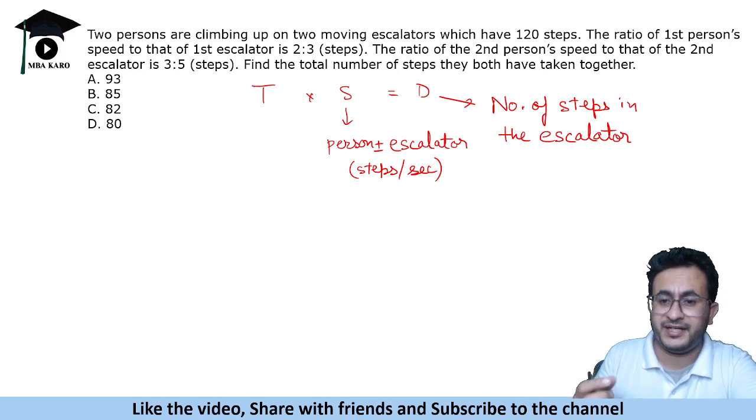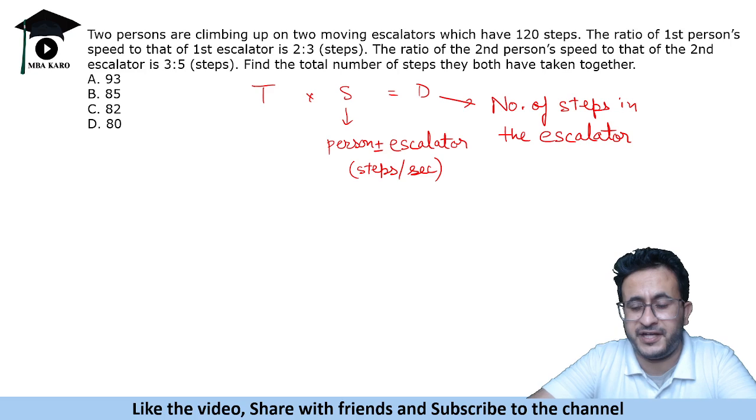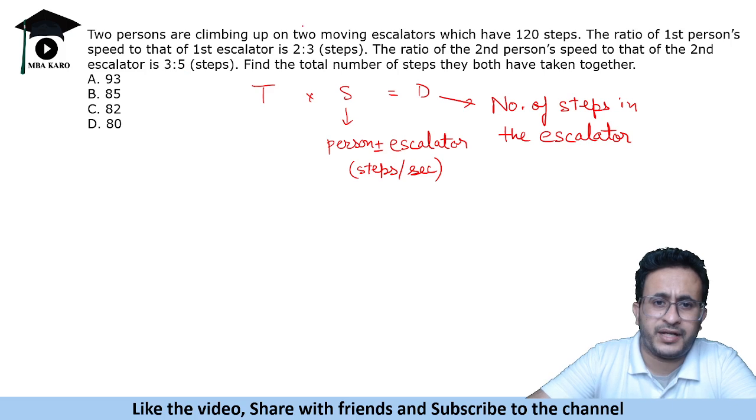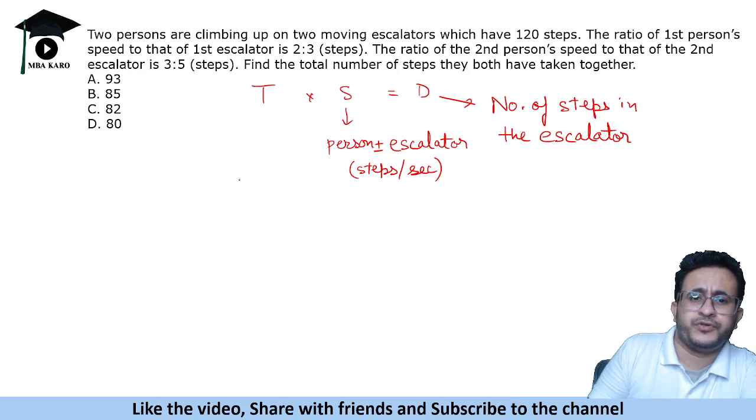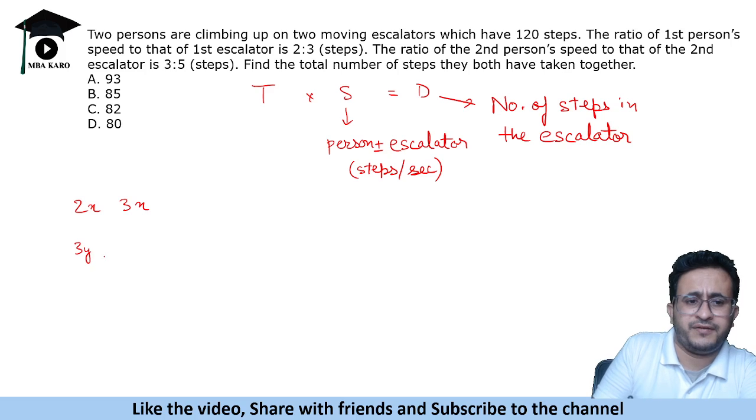It's just that there is variety, and in this video I have explained different varieties of questions, and probably you did not know these simple ways to solve questions previously. So, they are climbing up two moving escalators which have 120 steps. The ratio of first person's speed to that of first escalator is 2:3. So first person's speed is 2x, escalator's is 3x. The ratio of the second person's speed to that of second escalator is 3:5. So 3y and 5y.